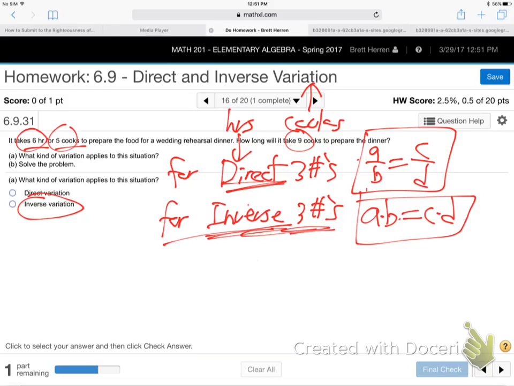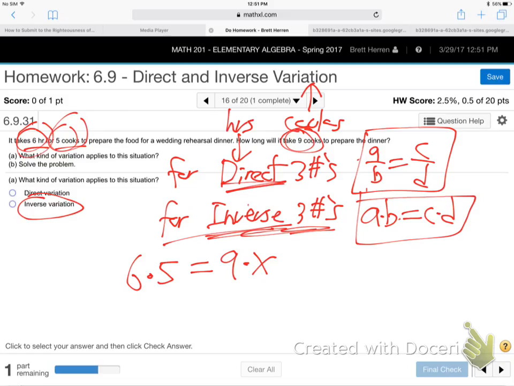Okay, so what am I talking about? Let's take a look. So 6 hours, 5 cooks, 6 times 5. Instead of 6 over 5, 6 times 5. And what's the other one? 9 times x instead of 9 over x. Does that make sense? It's actually a little bit easier. Everybody seeing what I'm doing there? Instead of making 2 equal fractions, which I would for direct, I'm making 2 equal multiplications because it says inverse.